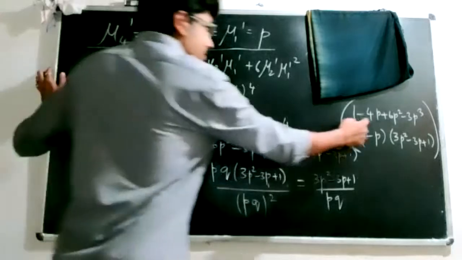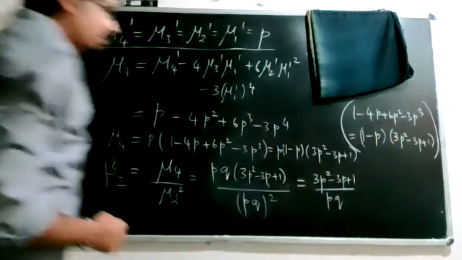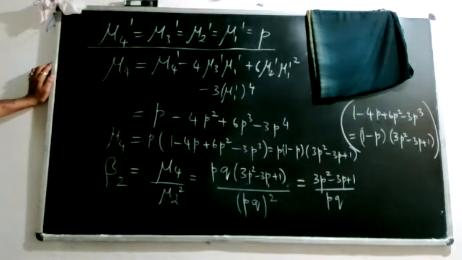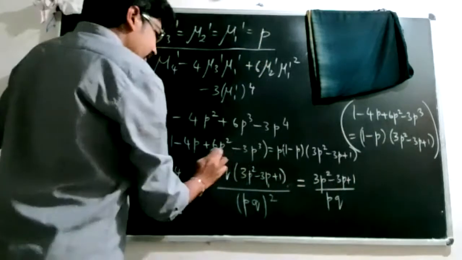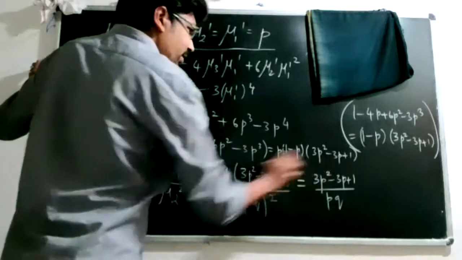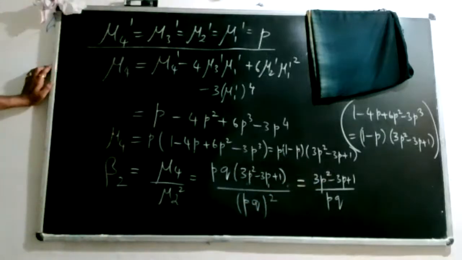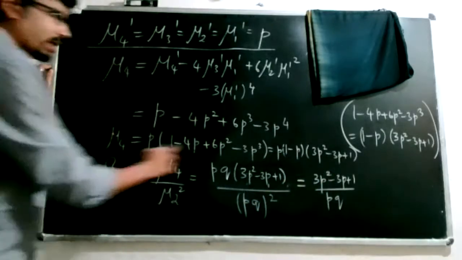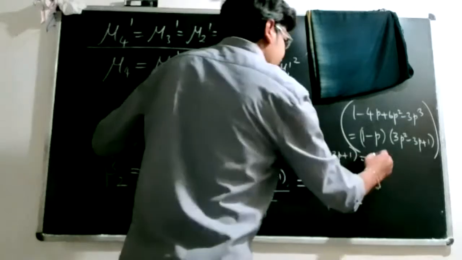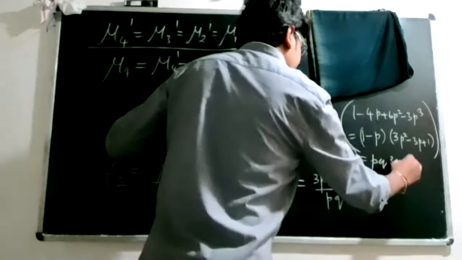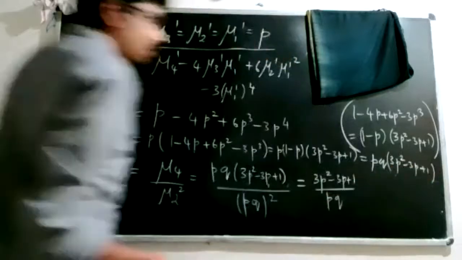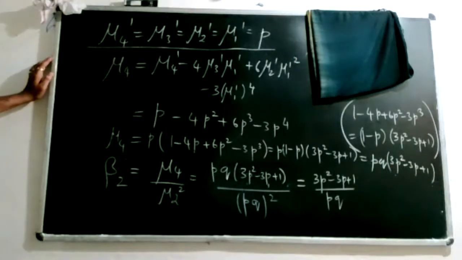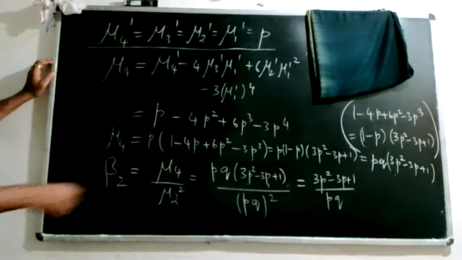And if you factorize that, you will observe that 1 minus 4P plus 6P square minus 3P power 3 is equal to 1 minus P into this. So I can write this as P into 1 minus P into this term. And 1 minus P is equal to Q. So I can write mu4 finally as PQ into 3P square minus 3P plus 1. So you could further factorize that also by taking 3P common, you get 1 plus Q, 1 minus P there.